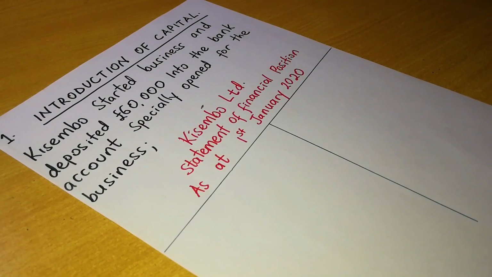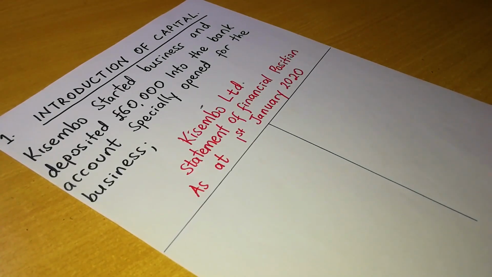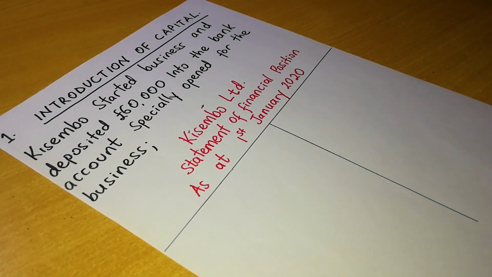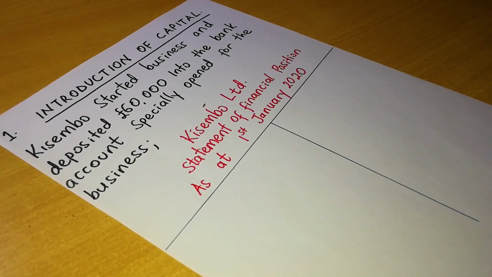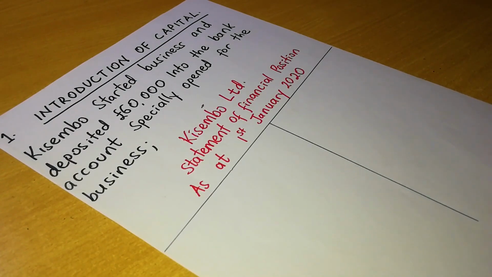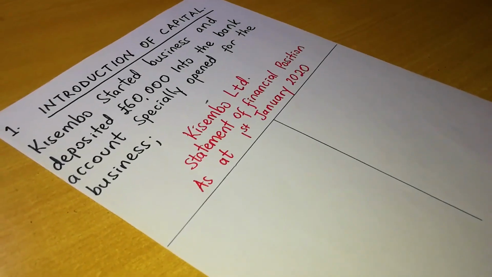Let's look at this transaction. It says that Kisembo started business and deposited £60,000 into the bank account specially opened for the business. Just like the way we were dealing with the accounting equation, even with the balance sheet, we are going to do the same. We look at a transaction, identify which items were affected, and then either increase or decrease them, and then we fill them in our balance sheet.